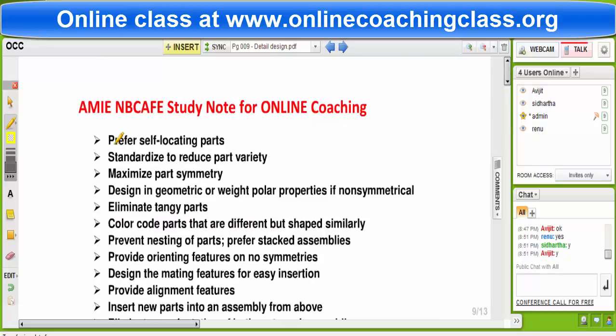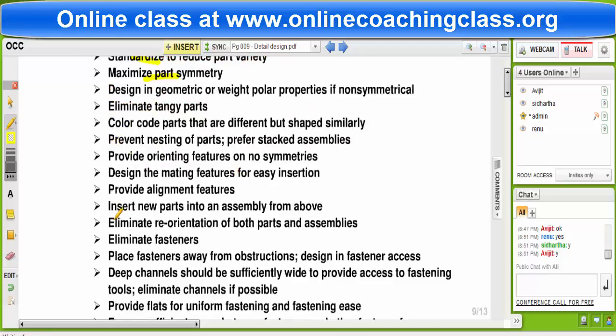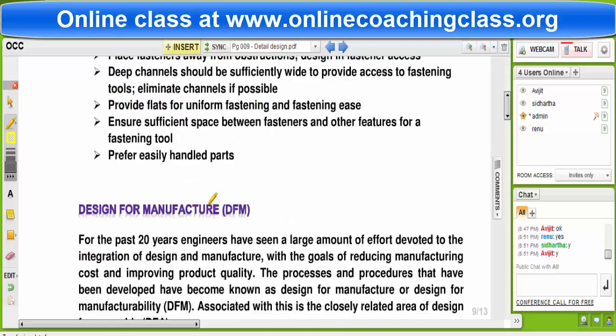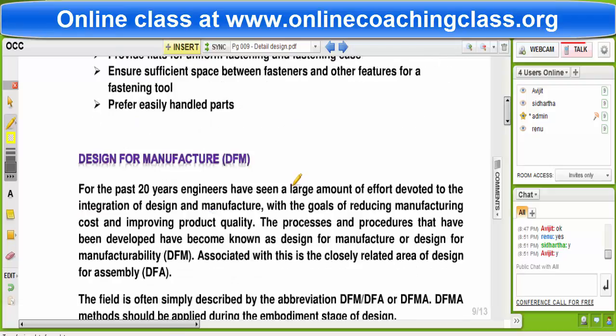Now another: prefer self-locating parts, standardize to reduce part variety, maximize part symmetry, and so on. Design in geometry or weight polar properties if non-symmetrical, eliminate tangling parts, and so on. You go through all these points. I will not, repeat, not read those points. Download the study notes and you will be able to read all of them.